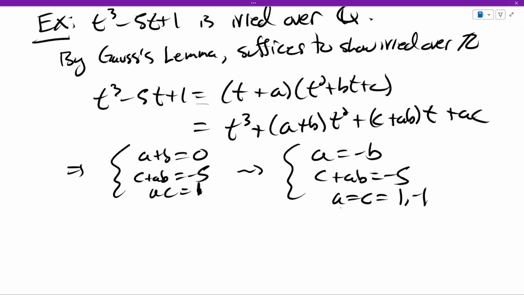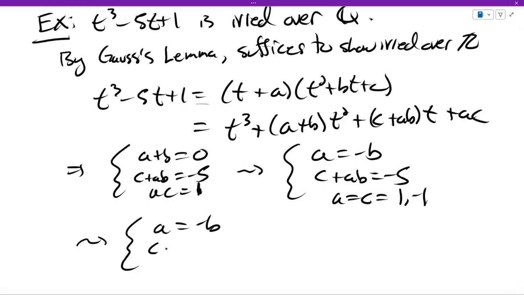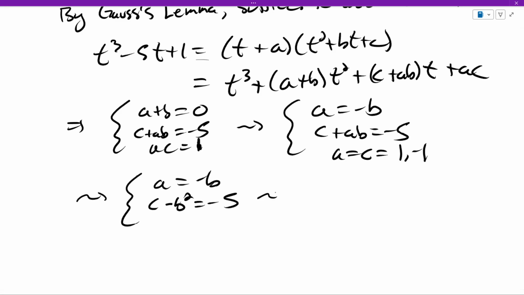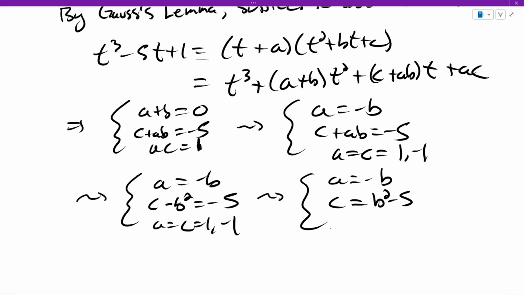Okay, we may not need this bottom case right now, but we can see already that reducing to Z makes some simplifications. Let's go ahead and plug in equation 1 into equation 2. Then we get A is negative B, and if we plug that in, we get C minus B squared is negative 5. This is saying A is negative B and C is B squared minus 5, and A equals C equals 1 or negative 1.